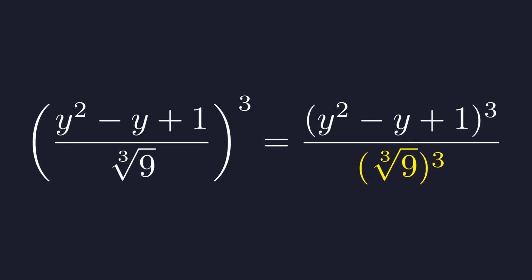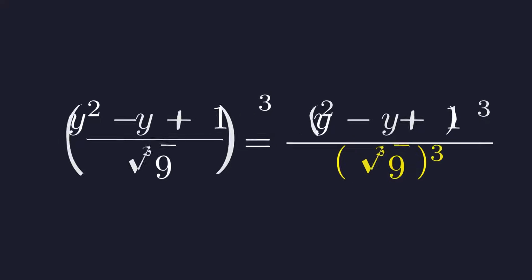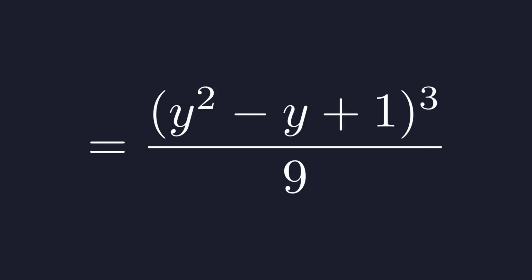Let's simplify the denominator. The cube and the cube root are inverse operations. This leaves us with 9 in the denominator. Now, for the numerator. Cubing this directly would be tedious. Instead, we'll use the sum of cubes formula to find a simpler form for this expression.